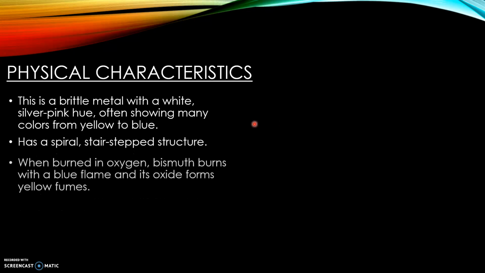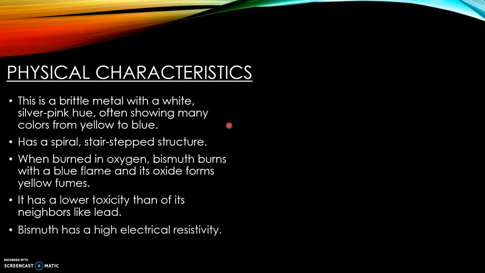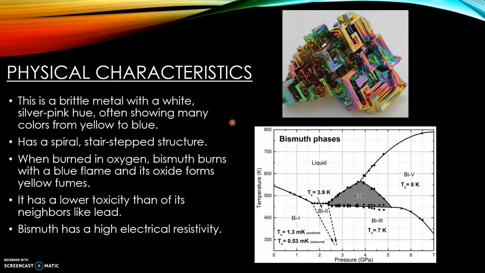Physical characteristics. This is a brittle metal with a white, silver, pink hue, often shown in many colors from yellow to blue, as we can see here. This is a synthetic lab example here. It has a spiral stair-step structure, as we can see here.